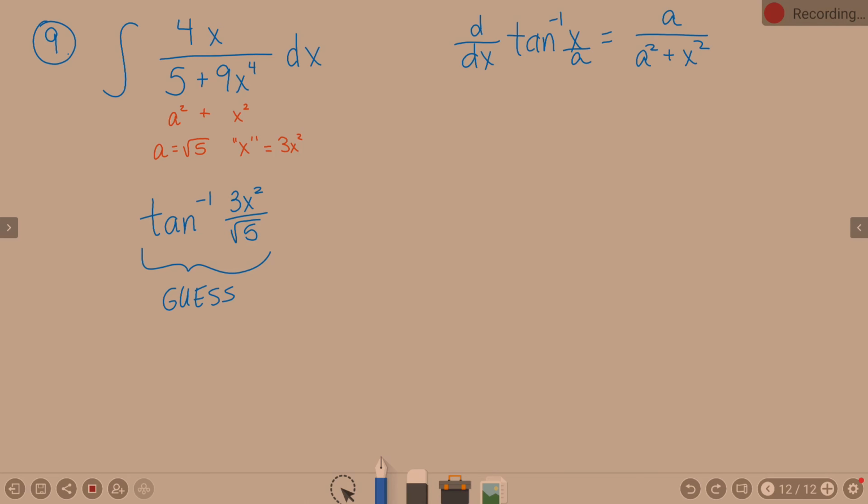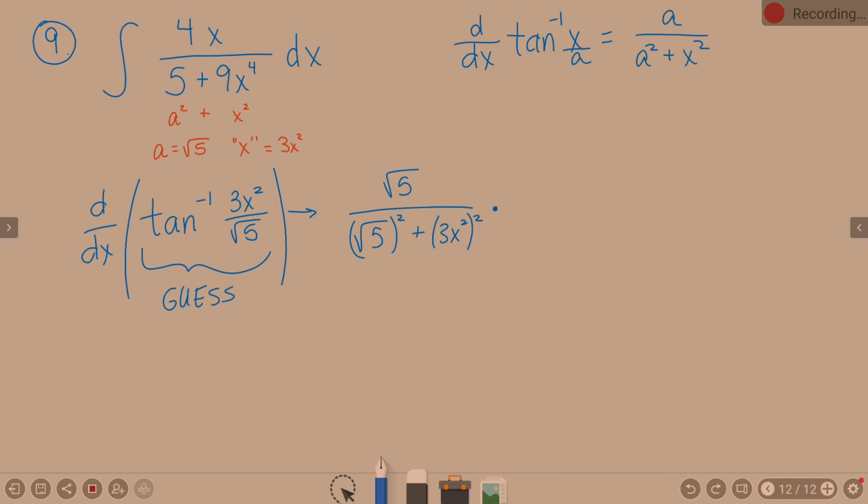So then we're going to take the derivative. If we take the derivative of tan inverse of x over a, it is a over a squared plus x squared. So what is a? Square root of 5 over a squared, so square root of 5 squared plus, quote, x squared, which is 3x squared squared. But then we have to consider times the derivative of the inside.